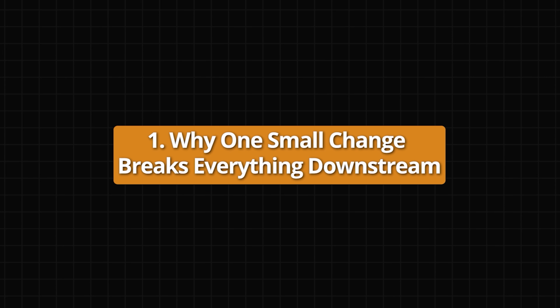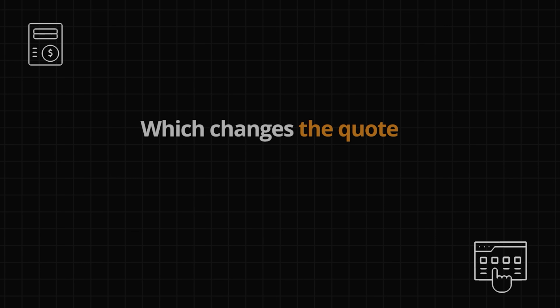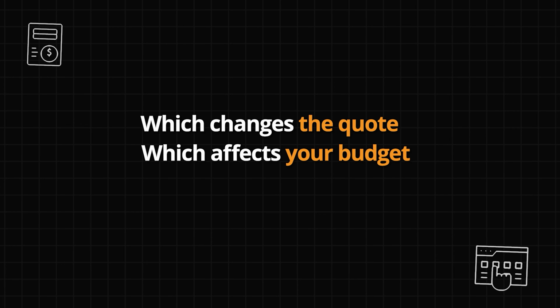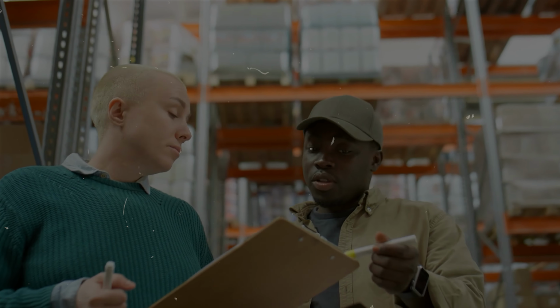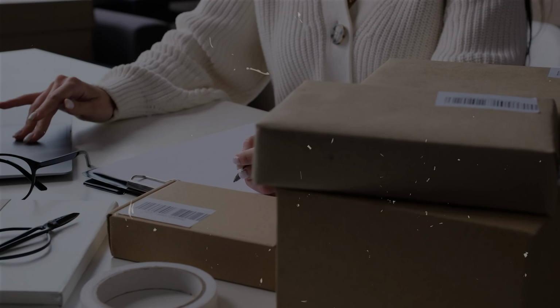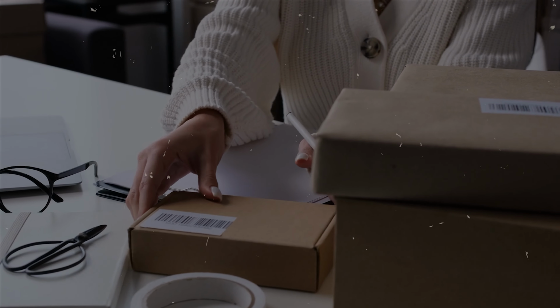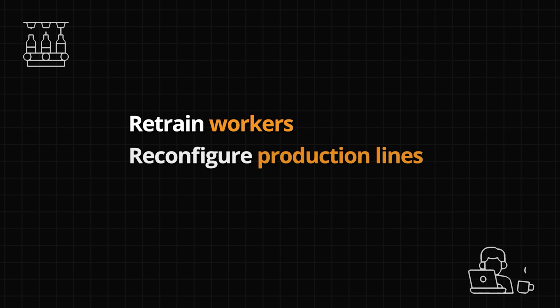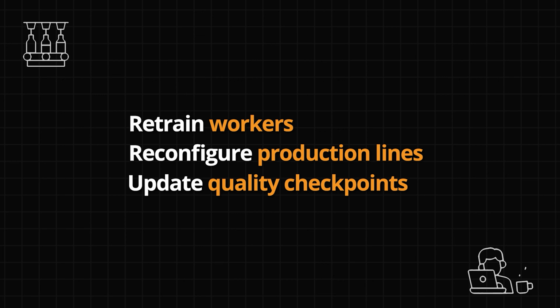Point 1. Why one small change breaks everything downstream. A single design change feels small inside CAD, but downstream, it triggers a cascade. Let's say you change a dimension. Your tooling supplier must redesign the mold. That changes the tooling quote, which affects your budget, which delays your timeline. Now let's say you switch materials. Your component supplier now has to source a different material. That means new quality procedures, new preparation, sometimes new supplier qualification entirely. Assembly changes cause another wave. Factories must retrain workers, reconfigure production lines, update their quality control checkpoints.